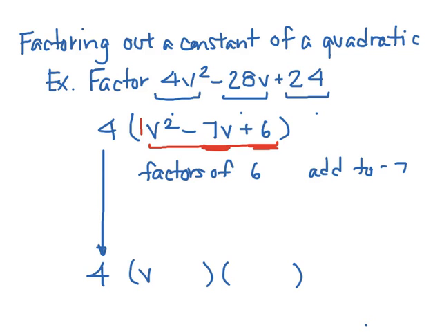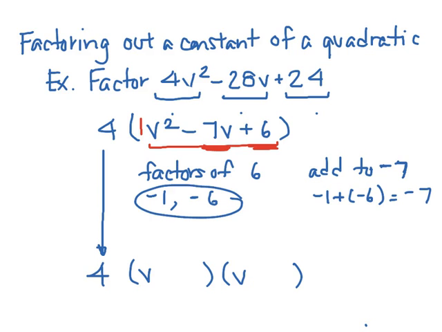So now we know that v is going to be our first term of each binomial, and we're looking for factors of +6. So that means that they both have to be the same sign, right? Either a positive times a positive gives me a positive, or a negative times a negative gives me a positive. Well, the interesting thing here is that it's a -7, so we know that our two factors are negative. And right away we should think, well, -1 times -6 gives me a +6, right? And then also a -1 plus a -6 equals a -7. So these are my two factors.